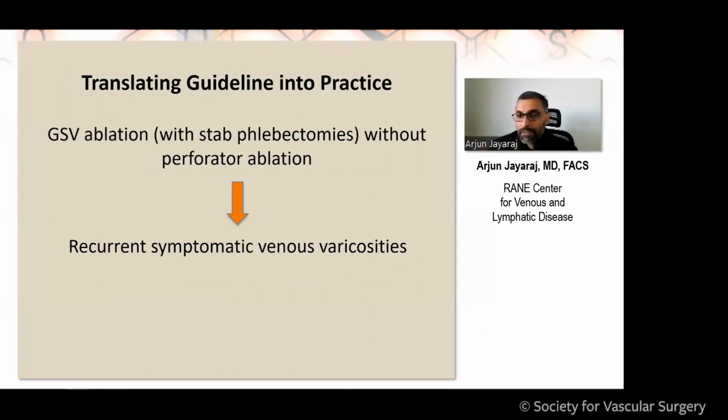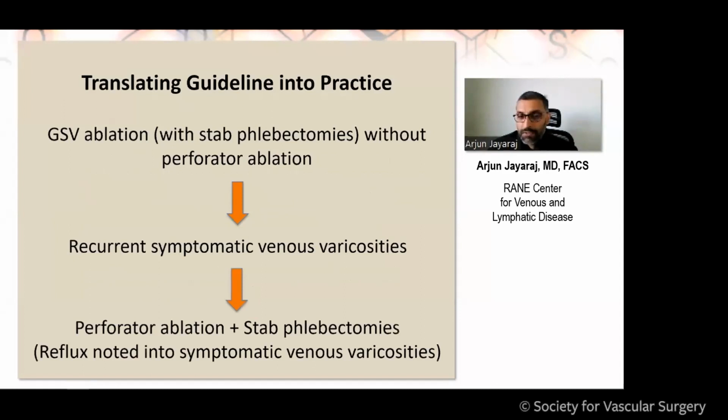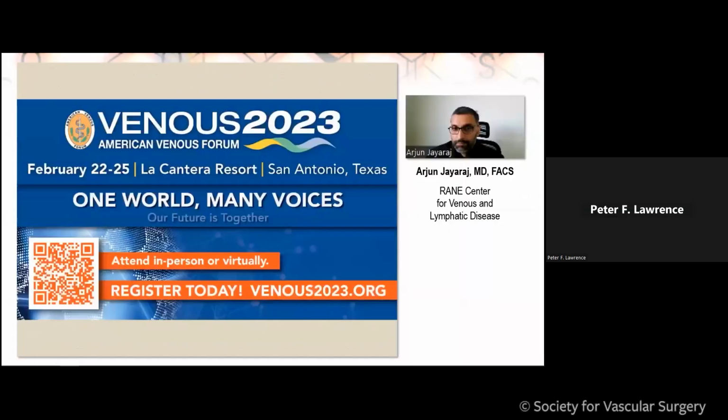So in this particular patient, her saphenous vein was still closed. However, she continued to have an incompetent perforator vein that was feeding her some recurrent venous varicosities, and so we decided to pursue perforator ablation and stab phlebectomies. She's around 7 months out now and is doing well. Thank you.